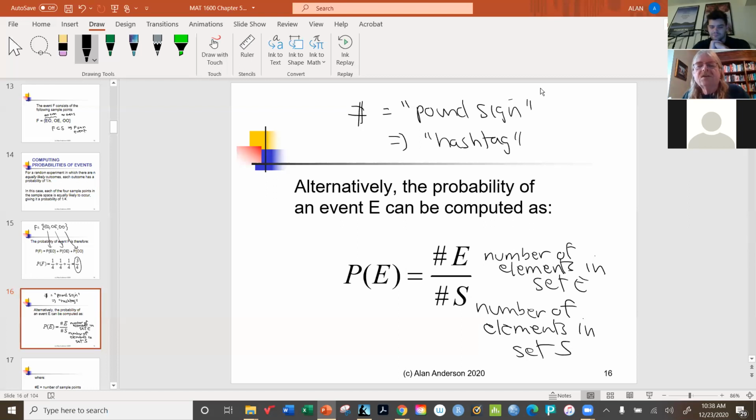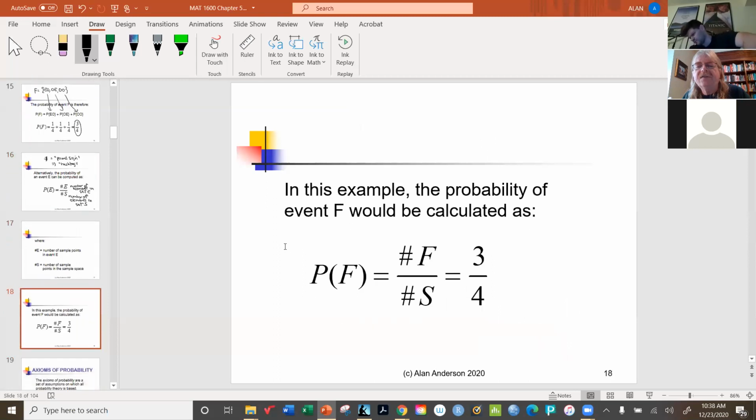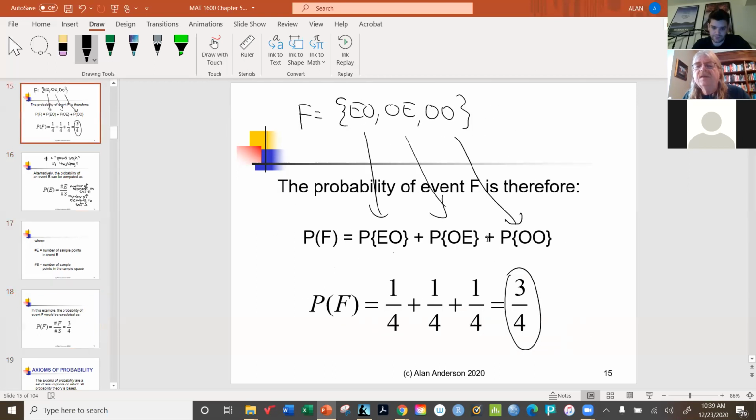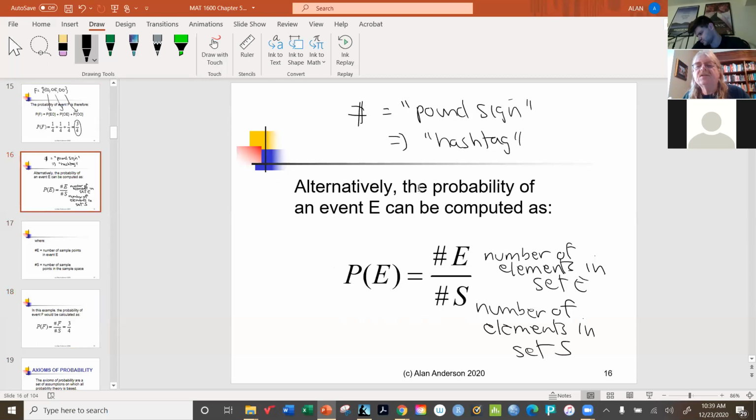But anyway, so here, because we do have all equally likely outcomes, this event F could just as easily have been calculated as simply 3 out of 4, because there's 3 elements in F and there's 4 in the entire sample space. But remember, this only works when the outcomes are equally likely. This approach always works, regardless. So this is the more general approach. This is the special case.